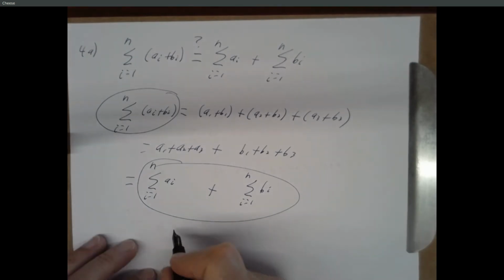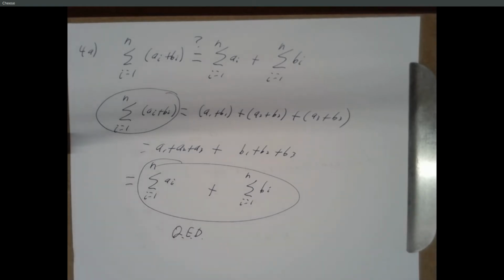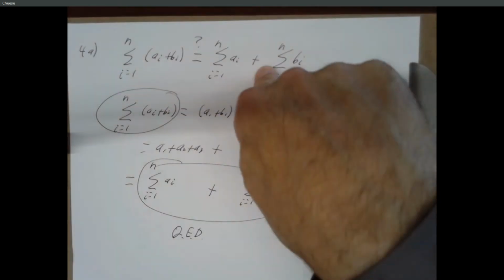And now we can say QED, which is Latin for what was to be proven, or what we were asked to demonstrate. And it basically says there's your proof. So that's a demonstration that for n equals 3, this is the same as that.